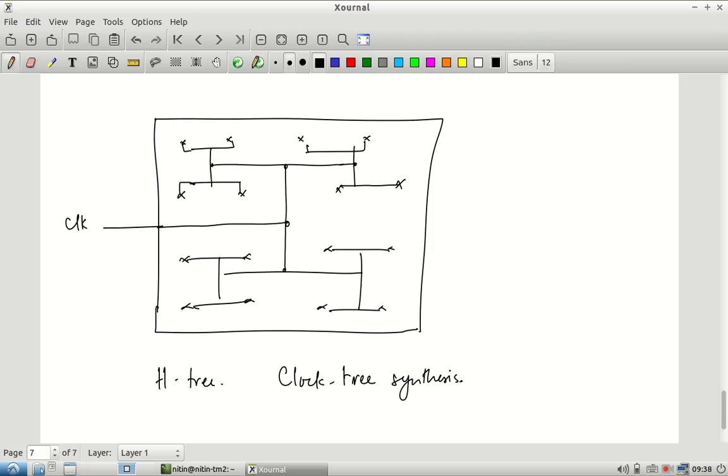Potentially, you could have thousands of flip-flops. So this is an example of a pin which is trying to drive a very large load. How would you handle that?